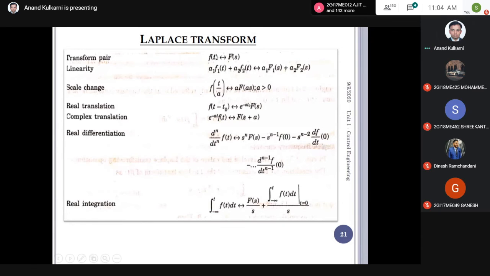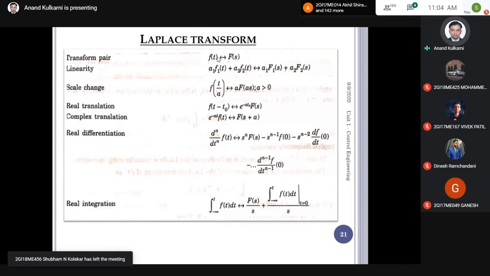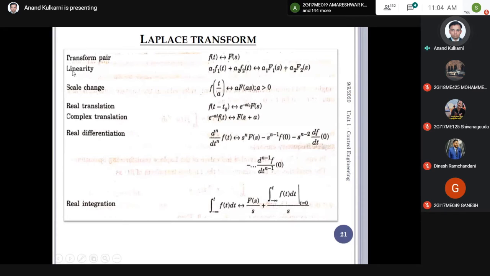That means the Laplace transform of f of t becomes F of s, whereas the inverse Laplace transform of F of s becomes f of t. That's what it means. That's why the arrows are double-sided arrows. Then the linearity property is there.